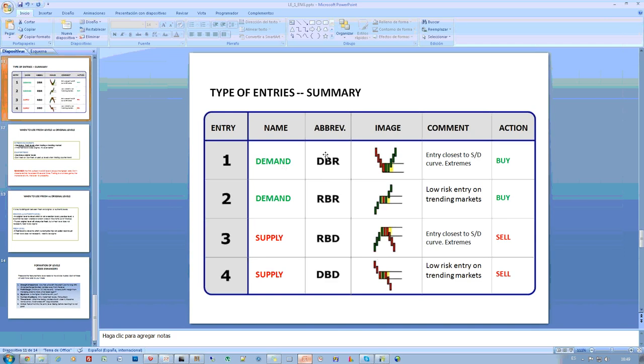So on demand, when we have drop-base-rallies and rally-base speed bumps, as I said before, it is preferable to lean on these kinds of patterns on the valleys when we are closer to a higher time frame supply and demand area, or lower time frame as well, but at extremes. We don't want to lean on them in the middle of the trend, because they are normally reactions to continuation patterns. Okay? The same for supply.